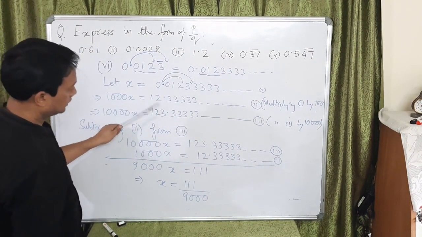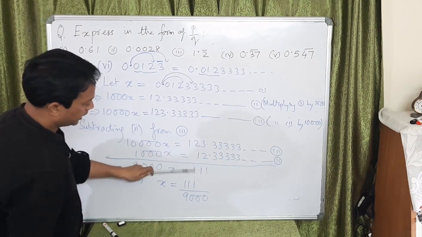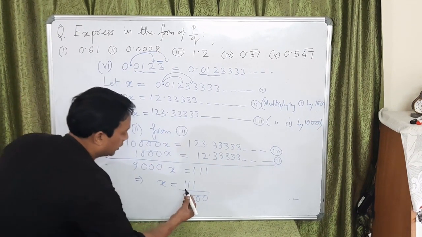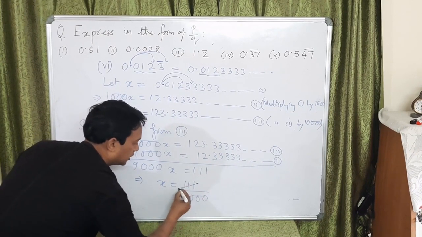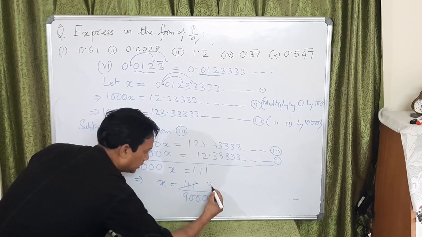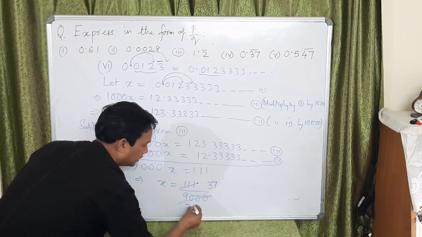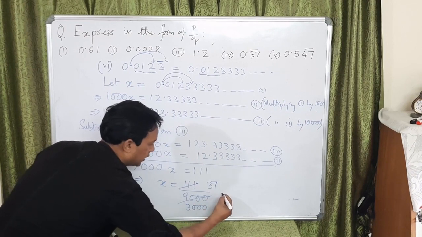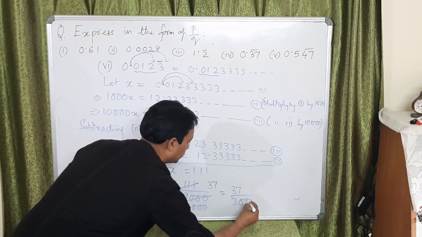When you subtract, you will get here 9,000, and here 111. Here we can cancel because 1 plus 1 plus 1 is 3, so this is divisible by 3. 3 1s are 3, 3 7s are 21, 3 3s are 9, and 3 0s are 0. You cannot divide anymore. So the answer is 37 by 3000.